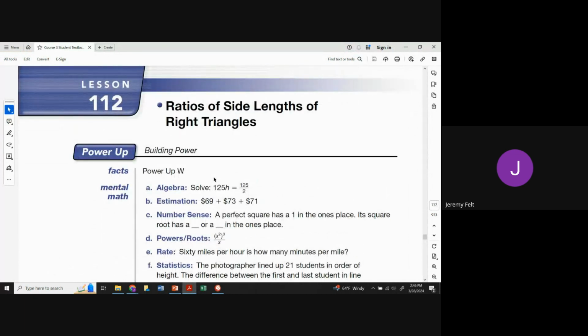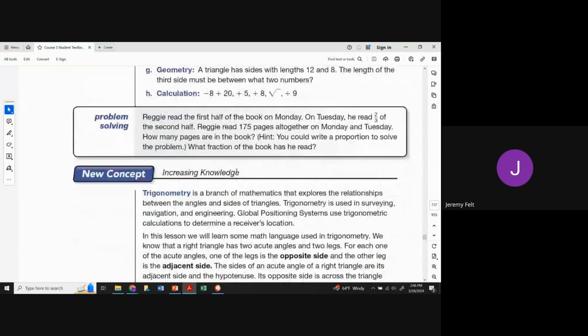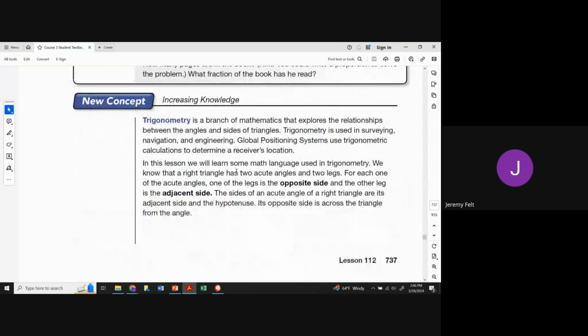112. In lesson 112, we're looking at ratios of side lengths of right triangles. This is kind of jumping a little bit ahead of what you're going to do a lot more when you get into trigonometry and cover some of those concepts. This is just a basic introduction, but it'll be very applicable in things you use continually as you get into high school.